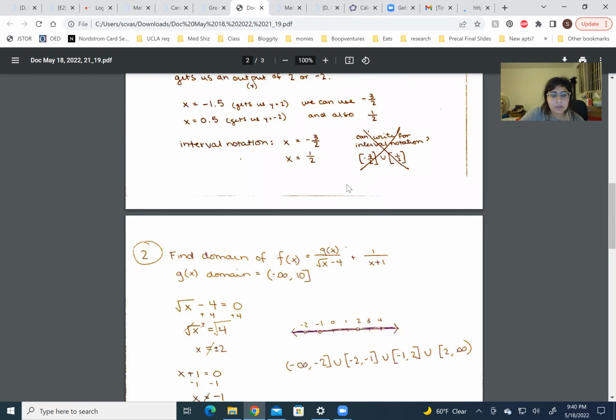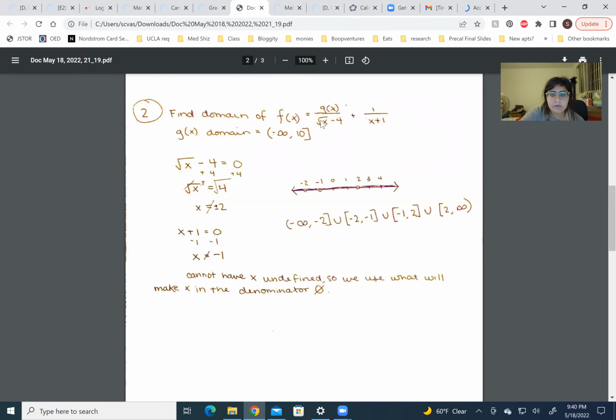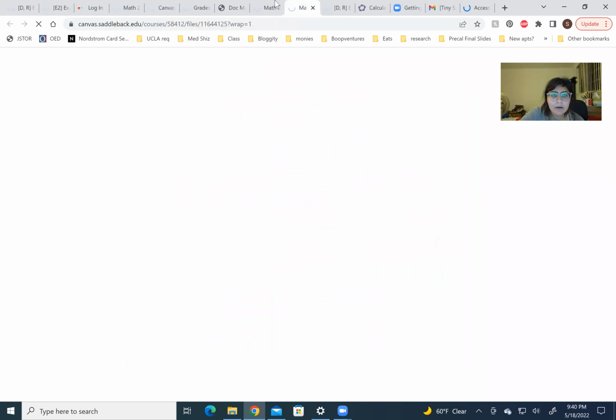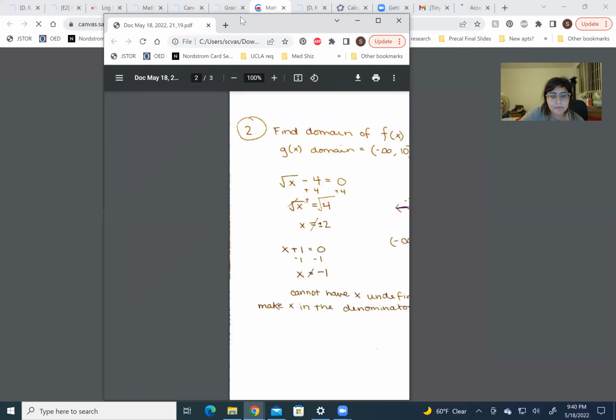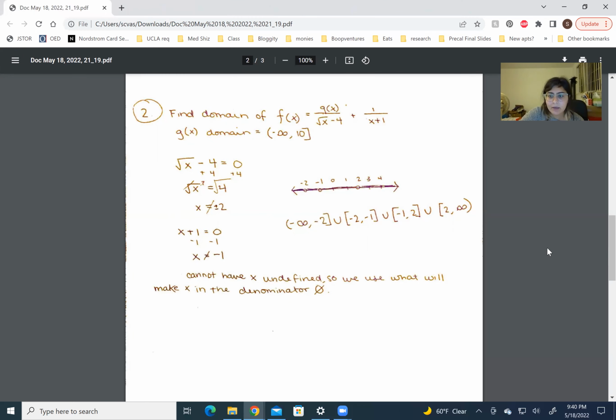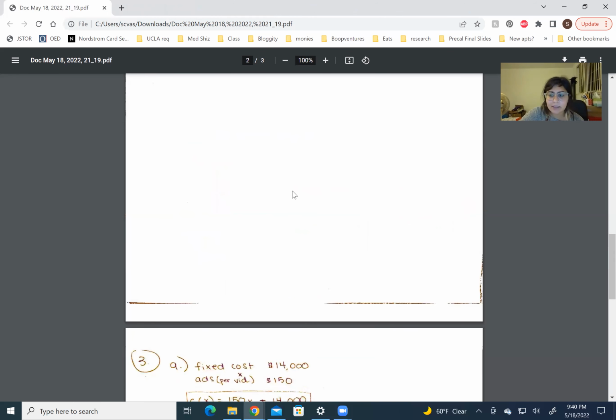For question 2, we need to find the domain of this function. And so what I did here is I took each of the denominators and I put each of the denominators equal to 0. And I tried to figure out what x could be when it was equal to 0, because that is when it is undefined.